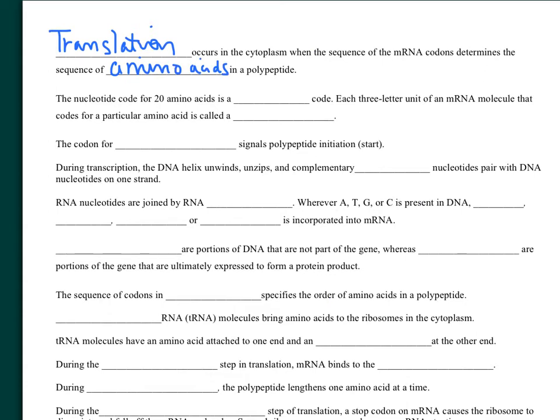Remember, the goal is to take the information stored in DNA, turn it into a readable message of mRNA, and then translate that message from the language of nucleic acid to the language of amino acid, which just means make proteins. The nucleotide code for 20 amino acids is a triplet code.